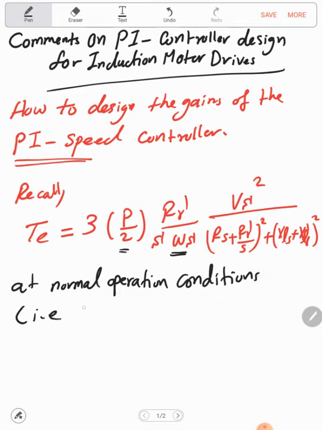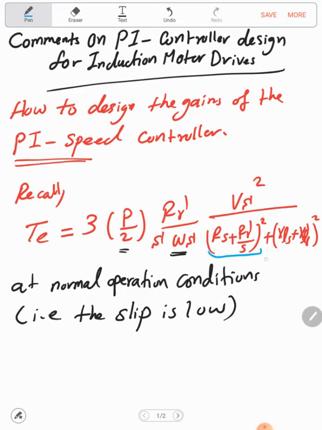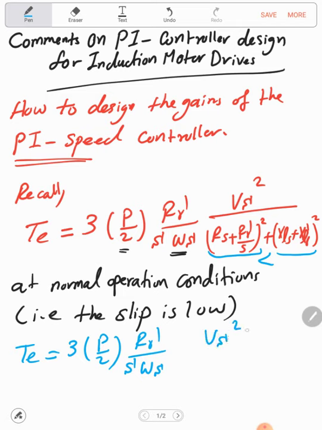Now at normal operation condition, which means the slip is low, the torque can be approximated. At low slip, this term is greater than this term. So the torque can be approximated as 3P over 2 times Rr' over s times omega s times Vs square over (Rs plus Rr' over s) all square.